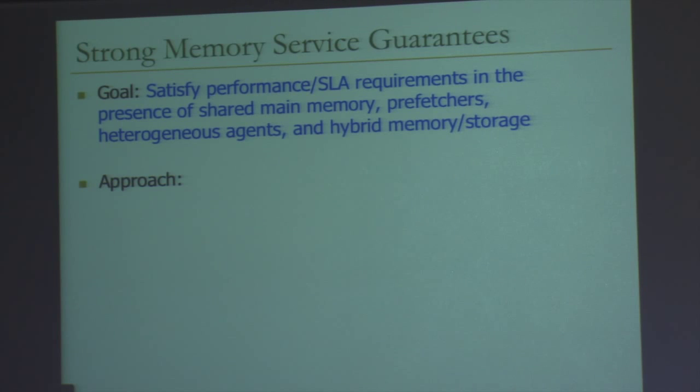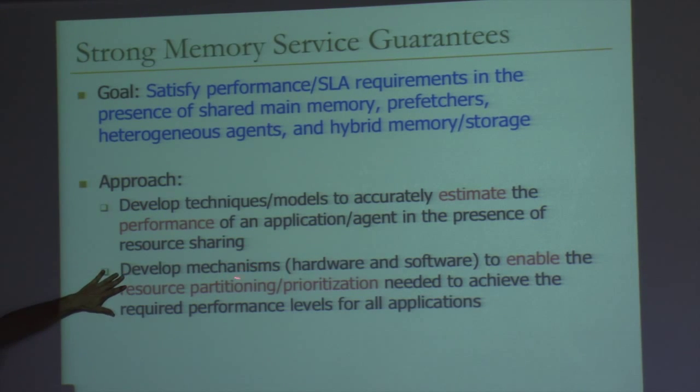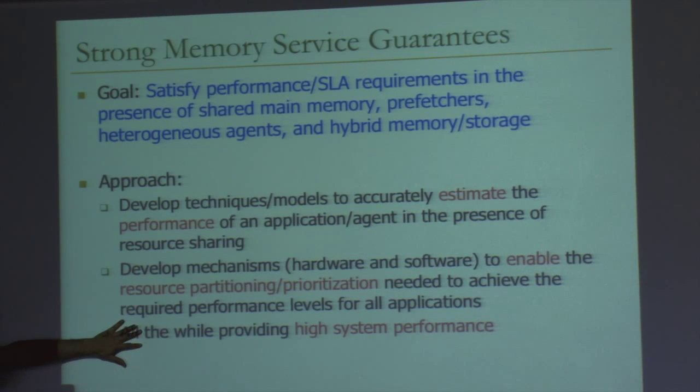And the solution approach could be developing models to accurately estimate the performance of an application or agent, maybe the CPU and GPU, in the presence of resource sharing, and developing mechanisms that are driven by these models to enable the resource partitioning and prioritization needed to achieve the required performance levels. Once you know the slowdowns of different applications based on the models that you've developed, you can prioritize these applications differently in the memory controller such that you can achieve a slowdown guarantee, right? That's kind of the goal. And all the while providing high system performance, of course, right?